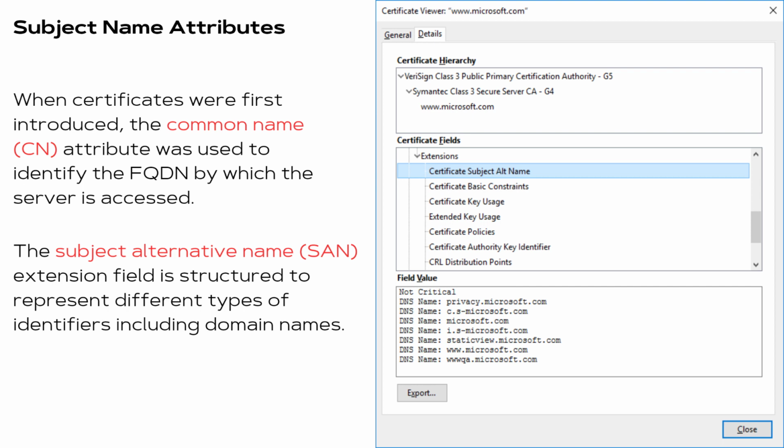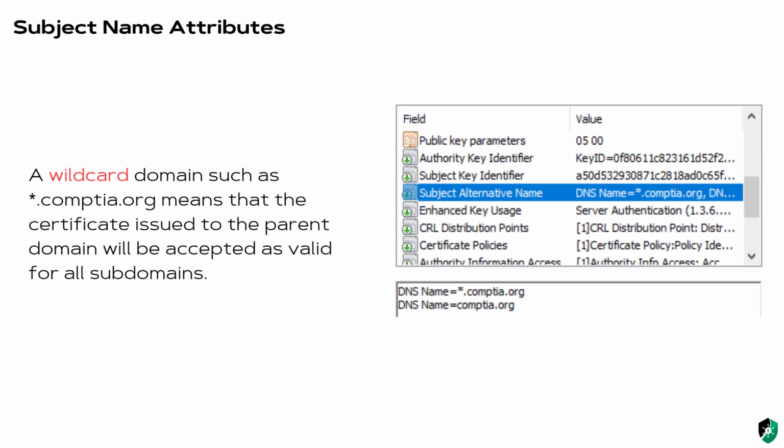Now, for the subject name itself, when certificates were first introduced, there was this thing called the common name, the CN attribute, which was used to identify the FQDN by which the server is accessed. The FQDN here, by the way, stands for the fully qualified domain name. Now, the subject alternative name, the SAN extension field, is structured to represent different types of identifiers, including domain names. Now, moving on, a wildcard domain, such as *.CompTIA.org, means that the certificate issued to the parent domain will be accepted as valid for all subdomains.